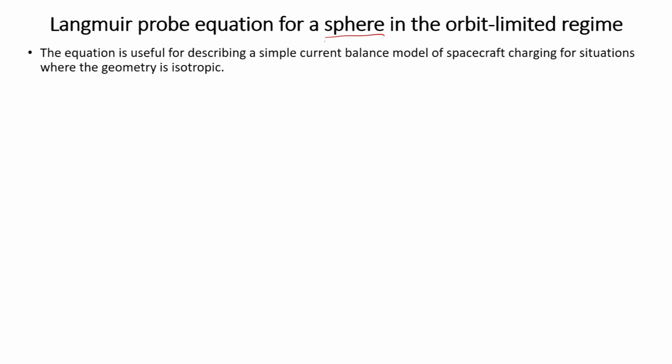Now we will consider the Langmuir probe, and we will consider the shape to be a sphere. The equation we are going to derive is useful for describing a simple current balance model of spacecraft charging for situations where the geometry is isotropic. Sphere means we are considering an isotropic geometry.